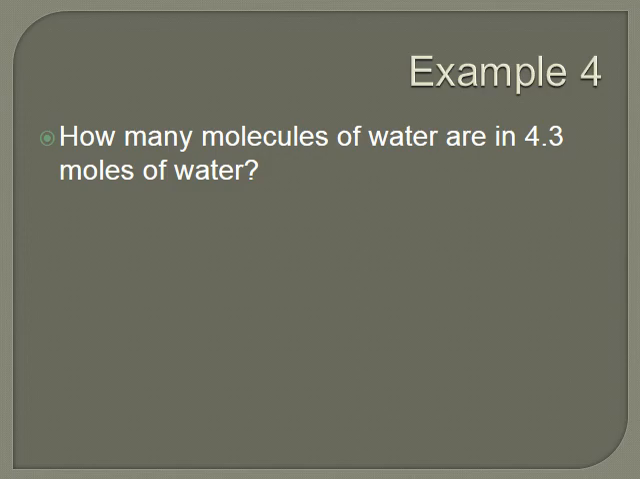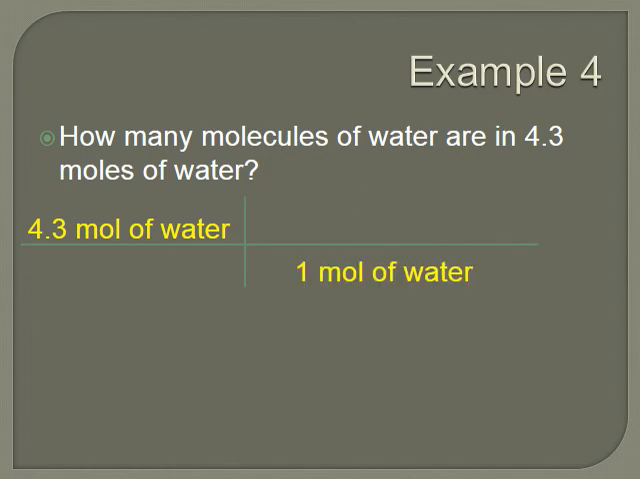Number 4, how many molecules of water are in 4.3 moles of water? Always start with what they give you and see where we need to go. So we have 4.3 moles of water. I don't want to be in moles of water. I want to be in molecules. So we already know that if you have 1 mole, you should have 6.02 times 10 to the 23rd molecules. Moles cancel out. These guys are on top, so we're going to times them.